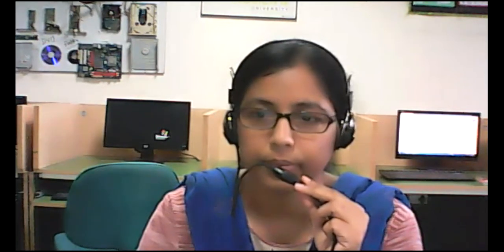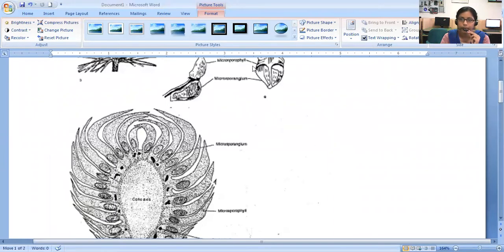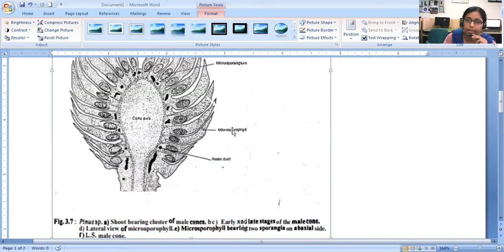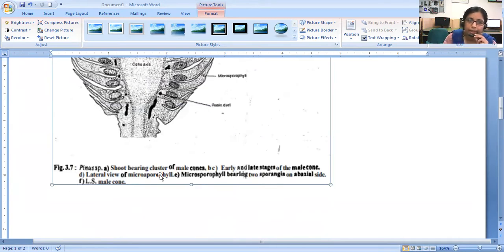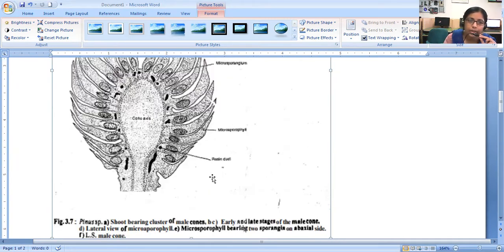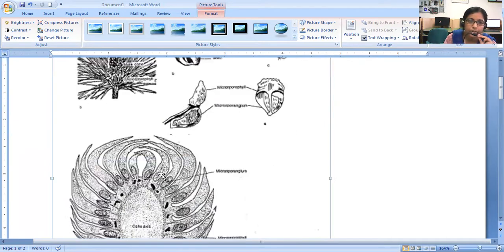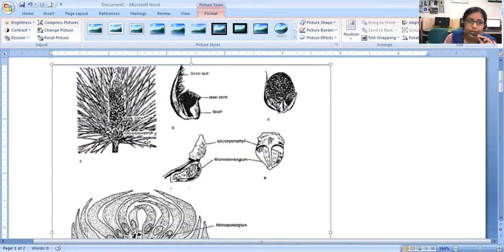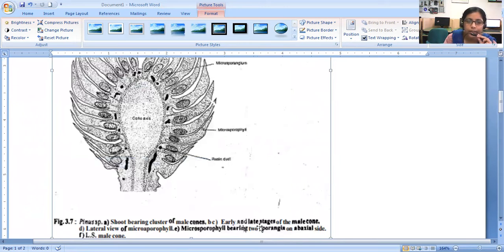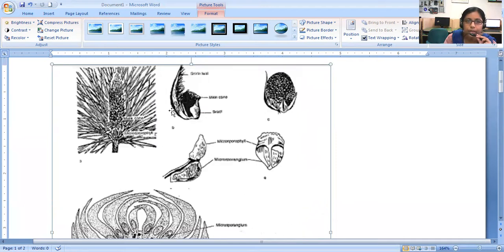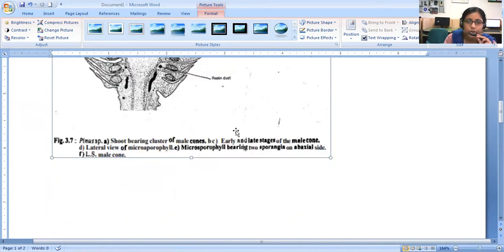We will see them in the diagram. You can see here the Pinus shoot bearing a cluster of male cones. The first one is the shoot bearing the cluster. Then you can see the early stages of the male cone, the changes taking place. The third is the lateral view of the microsporophyll, bearing two sporangia on the abaxial side.